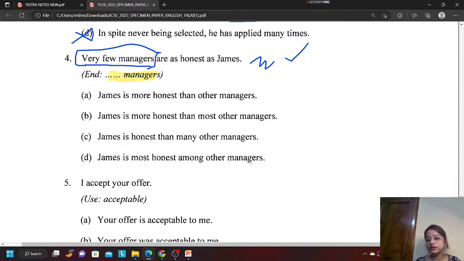There have been mixed answers. So now change and tell me which one it will be. Very few managers is written over here.